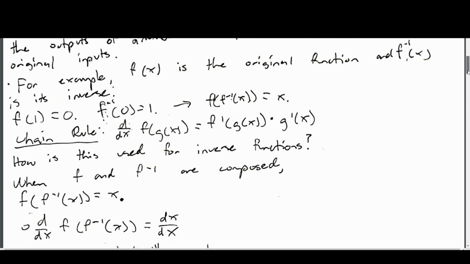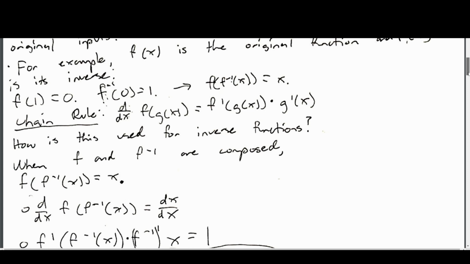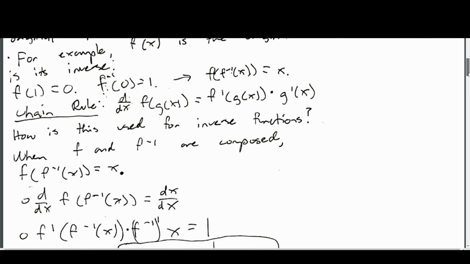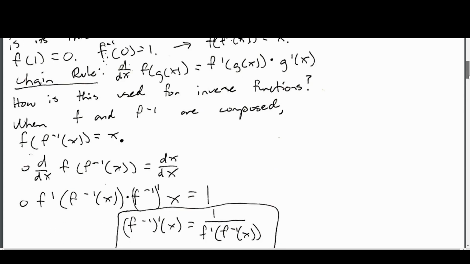If we want to take the derivative of both sides, we get this, and we know that the right side is going to equal 1, and the left side we can actually apply the chain rule. So if we do apply the chain rule, we get f prime of f inverse of x times the derivative of f inverse of x equaling 1. If we want to find the derivative of f inverse of x, we just have to divide both sides by f prime of f inverse of x. The derivative of f inverse of x is equal to 1 over f prime of f inverse of x.